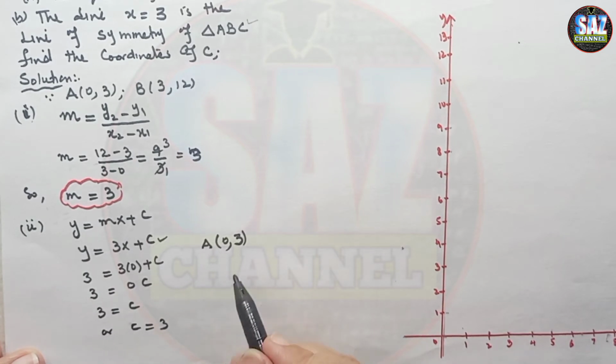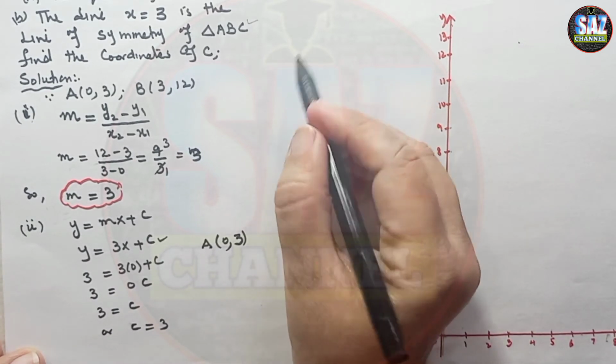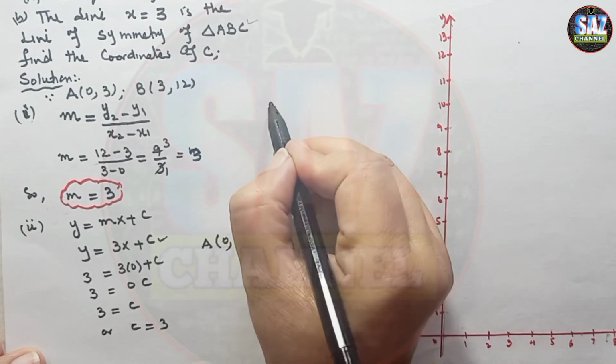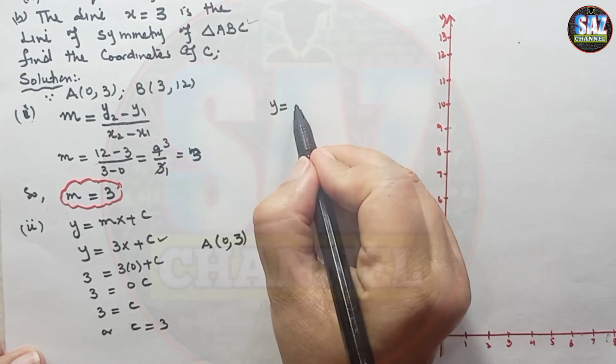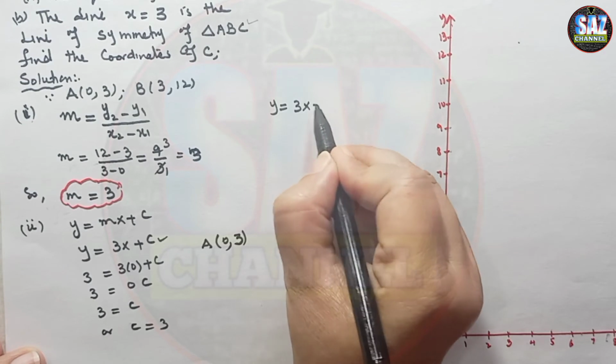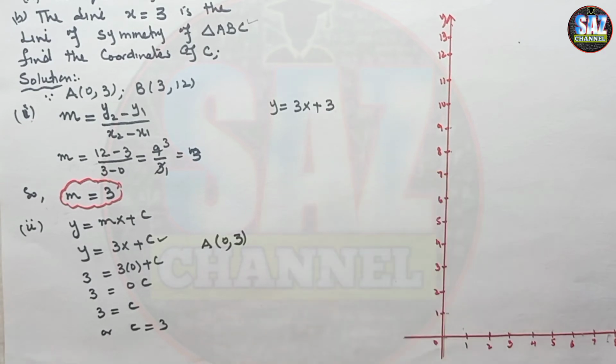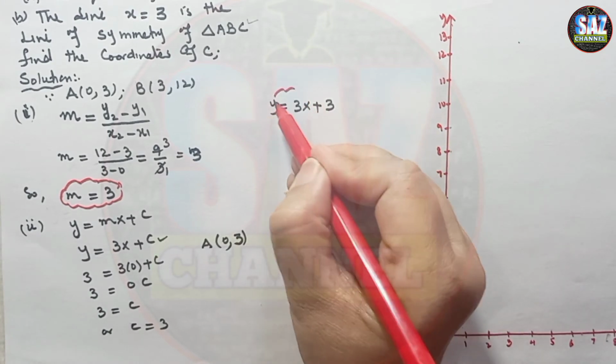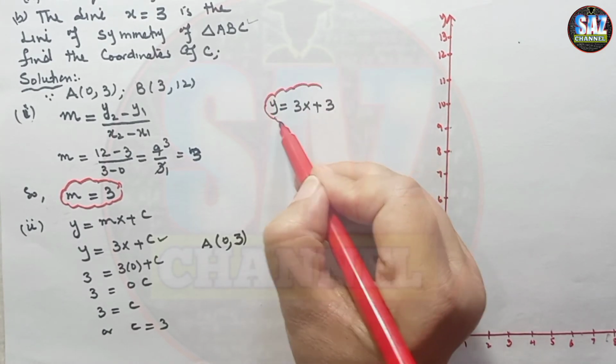So the equation will take the form y equals to mx, which is 3x, plus c, which is 3. I hope you are clear about this part. And let's move to the understanding of the third part.